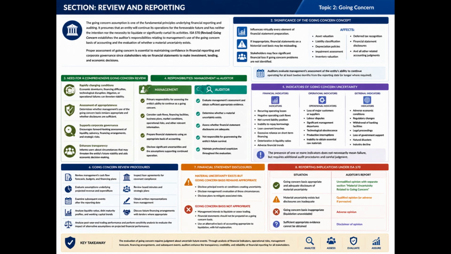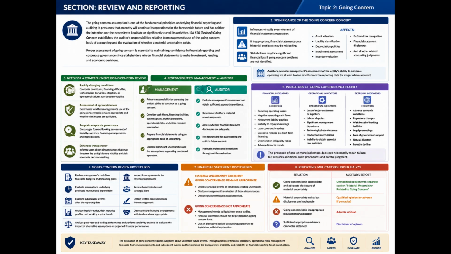External indicators may include adverse economic conditions, regulatory changes, withdrawal of banking facilities, legal proceedings, loss of government support, natural disasters, or industry decline. The presence of one or more indicators does not necessarily mean the entity will fail but requires additional audit procedures and careful professional judgment. When indicators of going concern uncertainty are identified, auditors perform a range of going concern review procedures designed to evaluate management's assessment and obtain sufficient appropriate evidence.